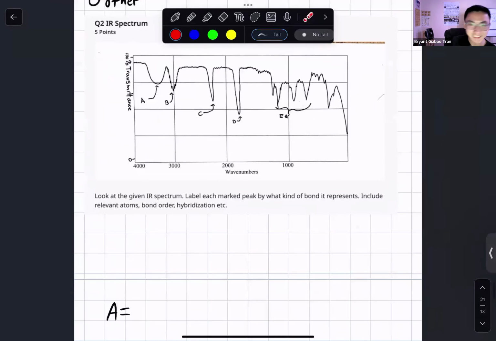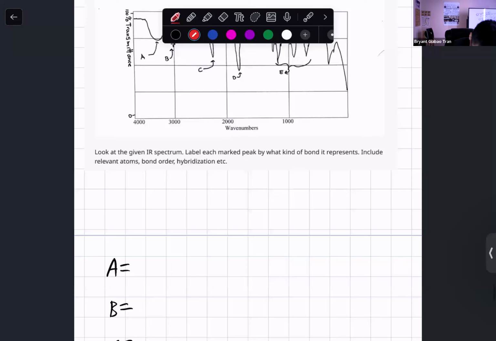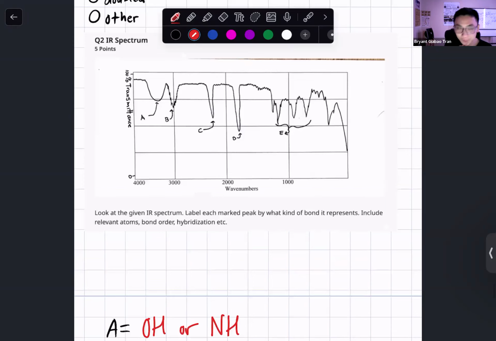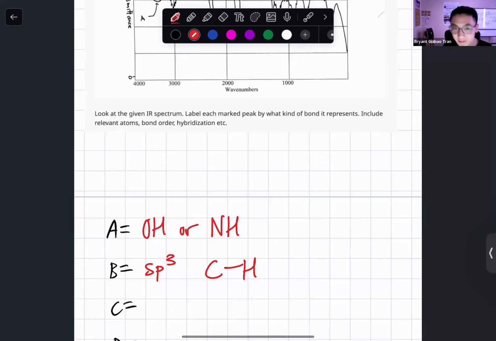Okay. What would be A? Anyone can answer. OH or NH. That's correct. Nice. Okay. What would be B? sp3 CH. Correct. The boring carbon hydrogen bond, single bond. That's almost always there for all structures.